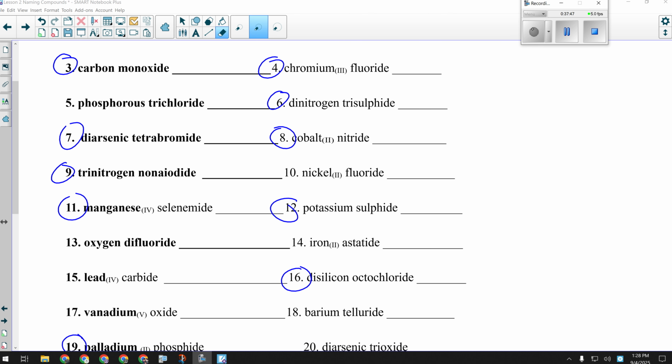Carbon monoxide, ionic or molecular? Molecular, both are non-metals. How many carbons are there? Just 1. How many oxygens are there? Just 1. We had that, but we had it as 1 going the other way.